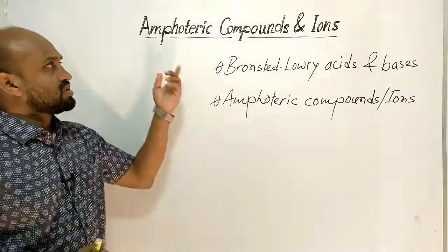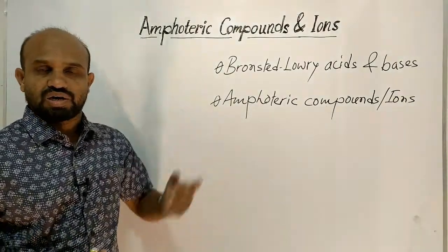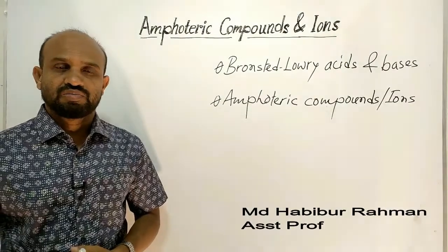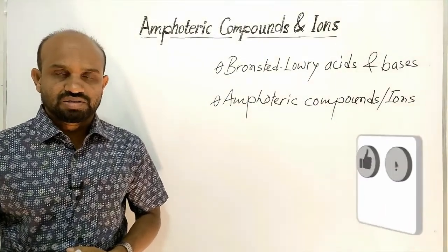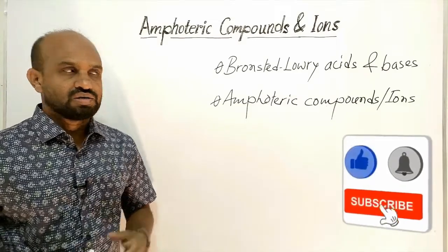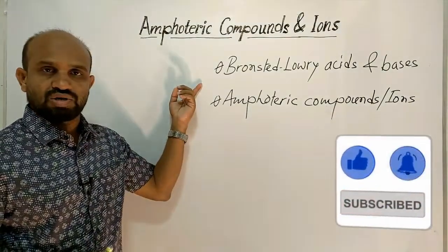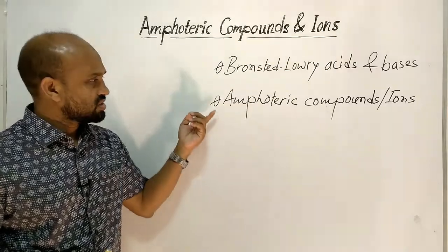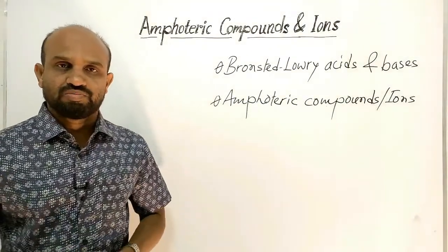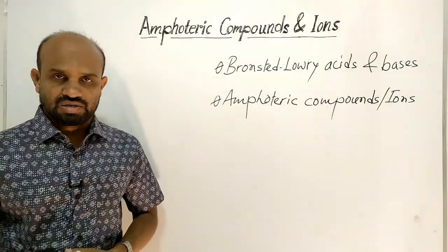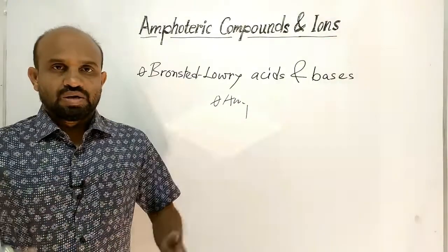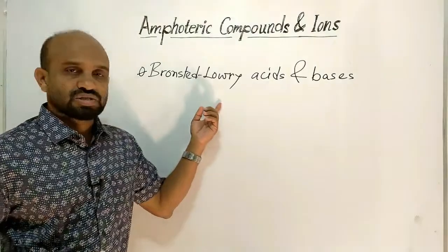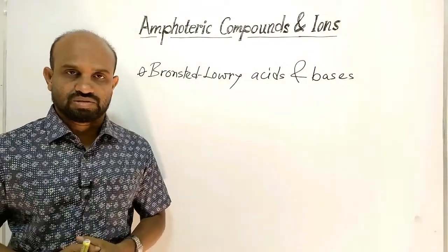Today's lesson: amphoteric compounds and ions in the light of the Bronsted-Lowry acid-base concept. In this lesson, we are going to learn Bronsted-Lowry acids and bases, and then amphoteric compounds and ions in detail. So, let's begin. The first point is Bronsted-Lowry acids and bases.